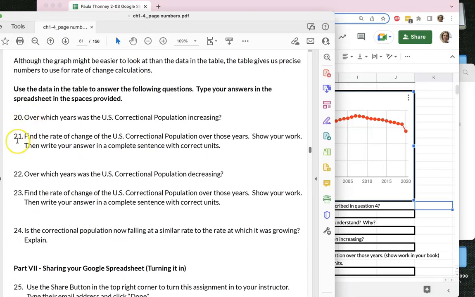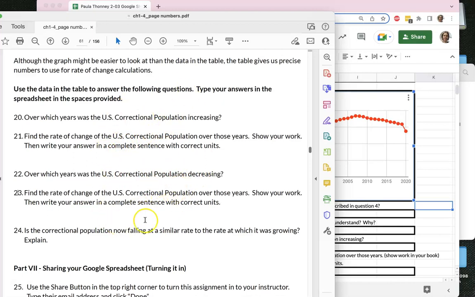So 20, 21, 22, and 23, you will be calculating the rate of change, and Google Sheets is not going to do this for you. So you need to do this work on your own. Which years was the correctional population increasing? Find the rate of change. When was it decreasing? Find the rate of change again.